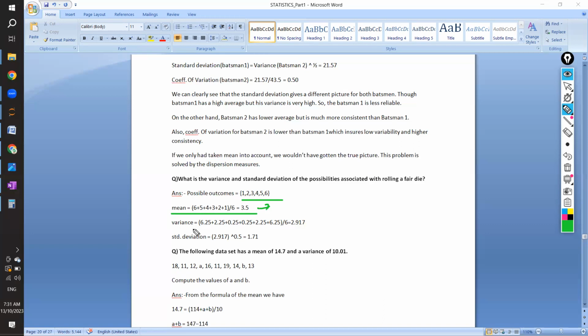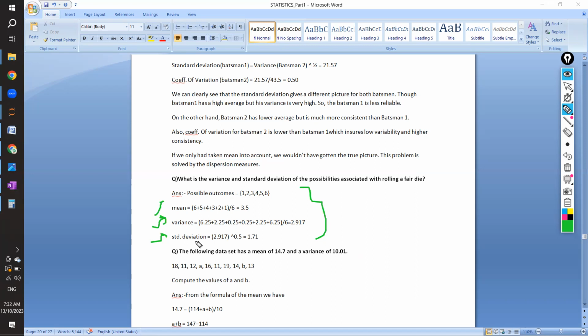And what is the variance? Variance is: subtract each and every value, like 1 minus 3.5 whole square, 2 minus 3.5 whole square, and so on, sum them and divide by 6. You get 2.917, and the standard deviation is 1.71. Fine. So this is just calculation. They've given a set of values, and you can calculate the mean, the variance, and the standard deviation. And this standard deviation we will see in some more detail in the next concept.